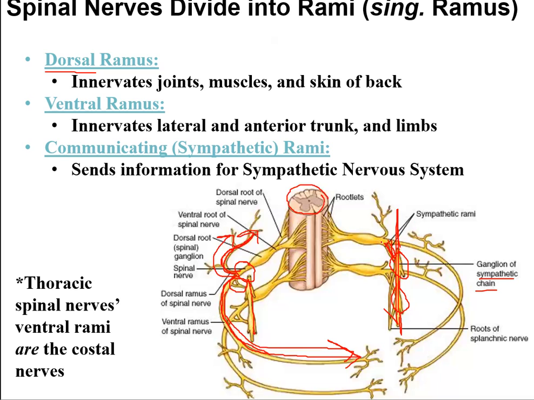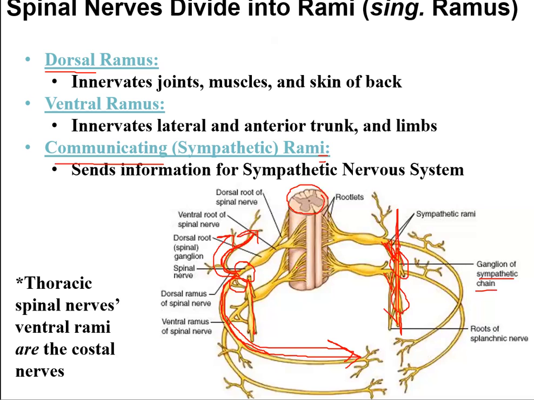And so these branches that relay information to the sympathetic chain of ganglia, which of course is parallel to the spinal cord, but outside the spine, they're called communicating ramus, or with an I instead, rami, is plural. Okay.